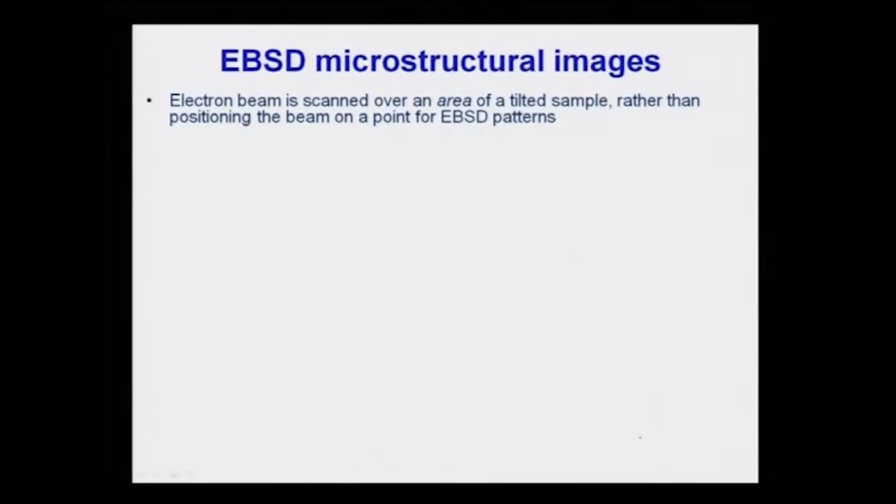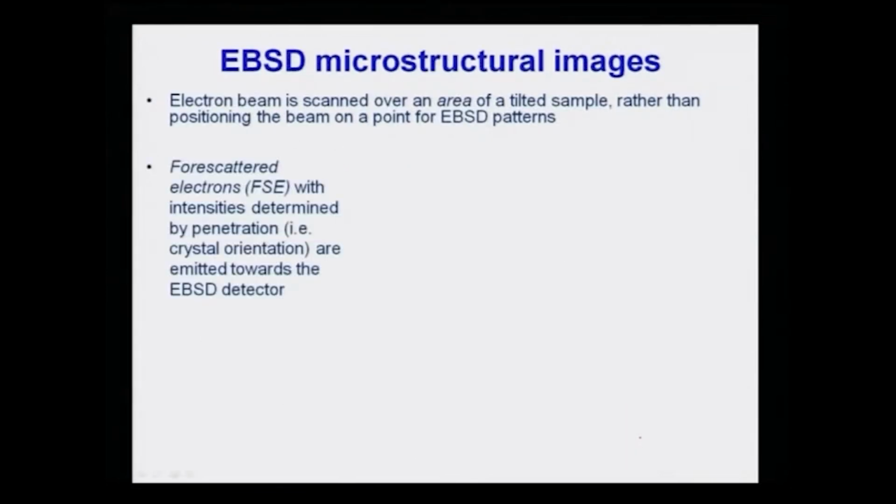Let me show you some images. The electron beam is scanned in the scanning electron microscope, and the sample is tilted. Rather than positioning the beam on a single point, we scan the beam, putting it at different positions on the sample, and there will be backscattered electrons with intensity determined by penetration and crystal orientation. They are emitted towards the EBSD detector, and these signals are detected by silicon devices or the camera, which is a Peltier cooled camera attached to the EBSD detector.